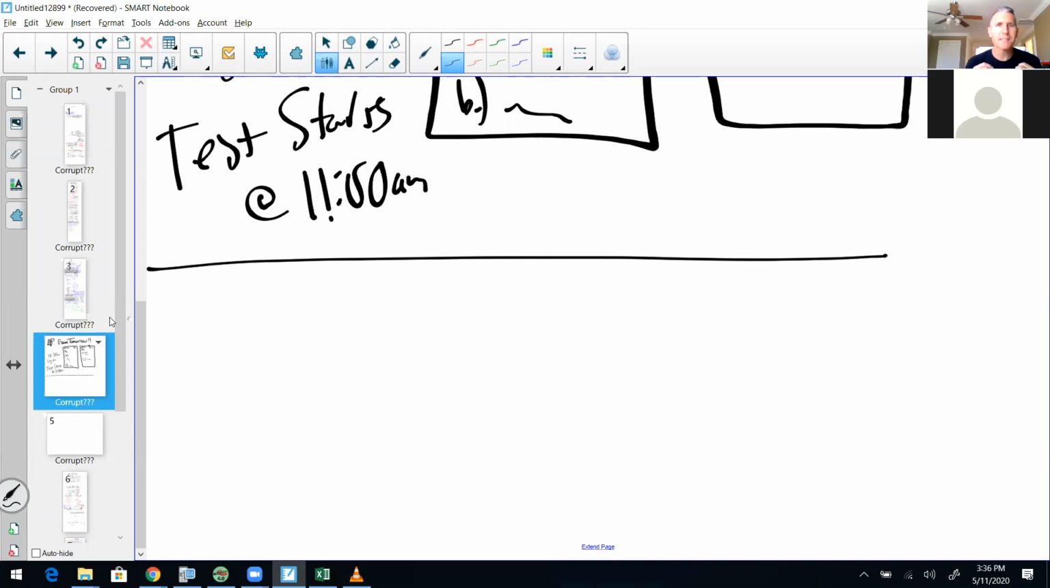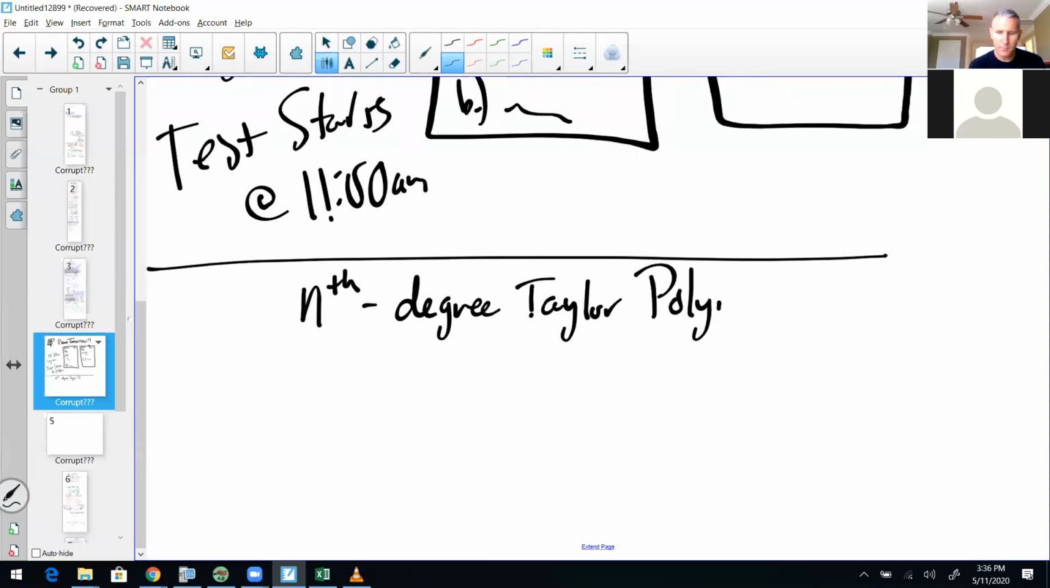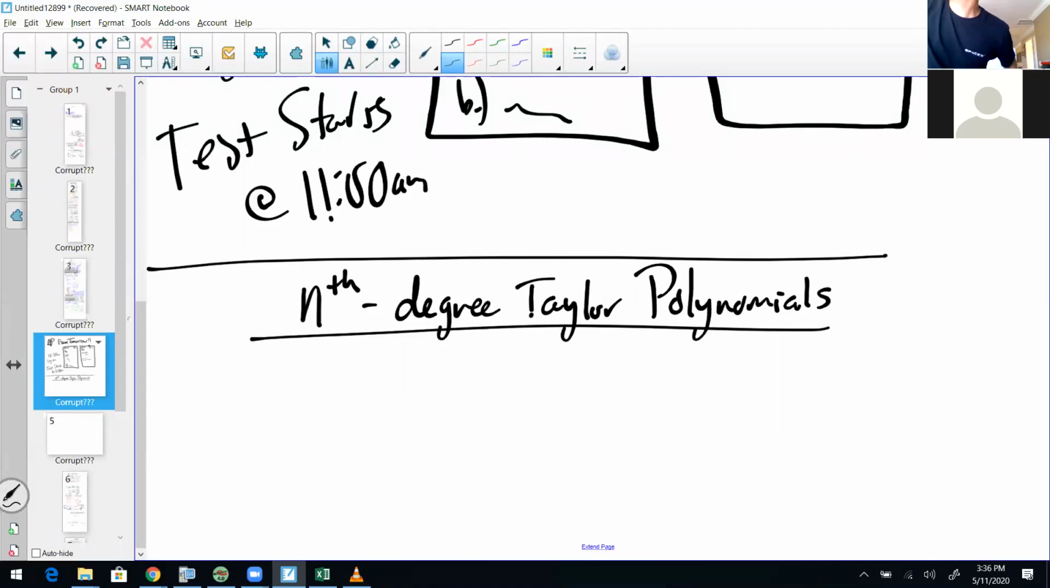Let me just remind you about these Taylor series, or the nth degree Taylor polynomials, which are really what they're going to focus on. I'm going to close this window. Okay, so remember, they usually put P sub n, and this is a function of x. So P is for polynomial, n is for the nth degree, and it is a function of x.